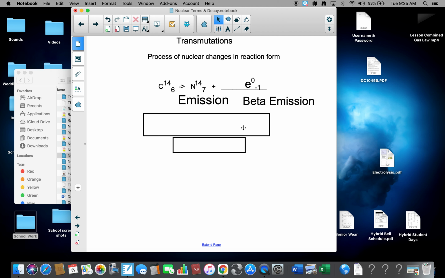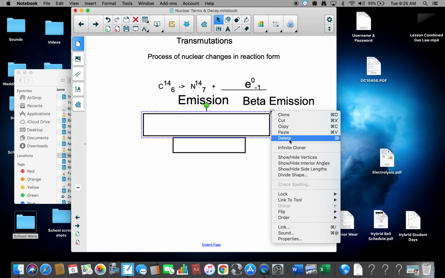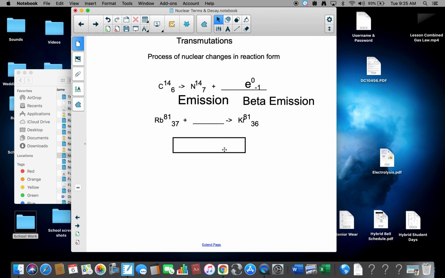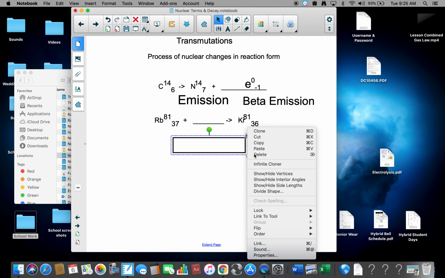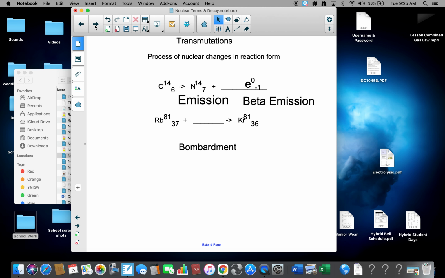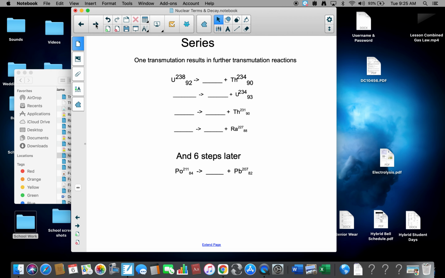Okay, the second type we can get through here is called a bombardment. In a bombardment, we're gaining particles. So in this case, we have 37 going to 36. What would we add to 37 to get 36? Again, it'd be -1. So it's going to be e 0/-1. That, again, would be beta, but instead of being emission, it's called a beta bombardment. Okay, we'll do this transmutational series. One transmutation resulting in further reactions. We'll do this together in class.